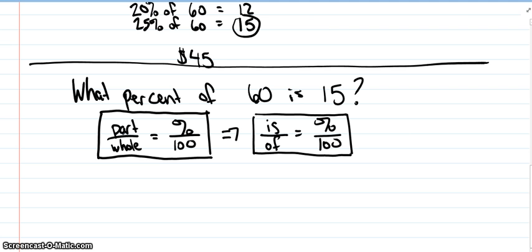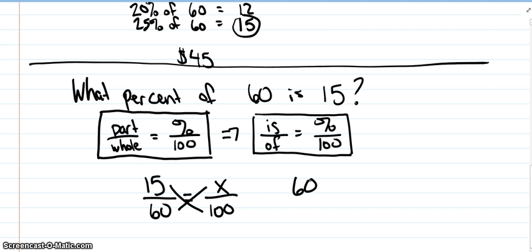So here we're going to look. The part is 15. And I knew that because the whole, what percent of 60, is the whole. And if you look, 15 is after is, 60 is after of. Is over of equals, we don't know the percent, so we're going to call that x over 100. So let's cross multiply.